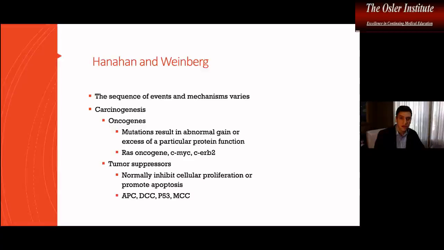So again, there's oncogenes. These mutations result in abnormal gain or excess of a particular protein function. This is like RAS, c-MYC, cerbB2. And then there's also tumor suppressors. So you can have inactivation of tumor suppressors, which normally inhibit cellular proliferation or promote apoptosis. That's APC, DCC, P53, MCC.